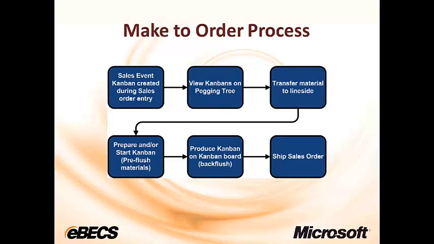So depending on the situation, we use different statuses. If they're required, great. If not, we don't need to use them. We can just complete it. So the next step we'll do is produce the Kanban on the Kanban board, which would backflush components if it was set up that way. And once we've produced it, obviously, we'd be able to ship our sales order.